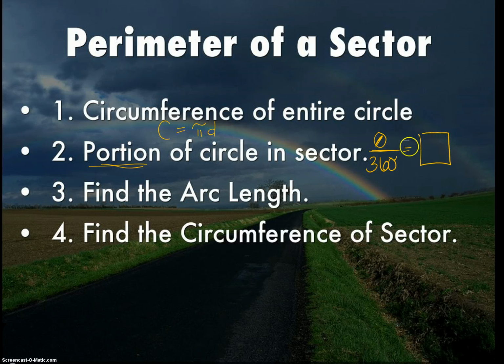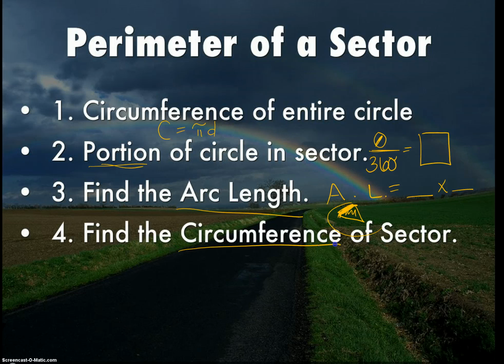You could write that fraction as a decimal most times, but if you have a third or 2/3, you're going to want to keep it as a fraction. Then to find the arc length, you take your answer from number 1 and multiply it by your answer from number 2, because the arc length is just a piece of the circumference. So you're taking the portion times the entire circumference to figure out the length of this little side. You're finding the crust, the arc length.